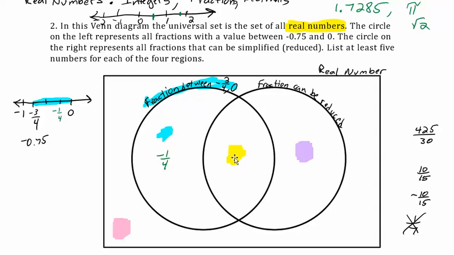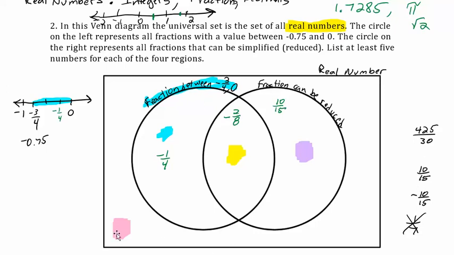Okay, let's do inside here. So I need to pick a fraction between negative 3/4 and 0 that can be reduced. So why don't I just do the negative 1/4 still, but turn it into something that can be reduced, like negative 2/8. So negative 2/8 is between negative 3/4 and 0, and it can be reduced. So it's inside both of those circles. All right? Let's try this region over here. So some fraction that can be reduced that's not between negative 3/4 and 0. Well, any of these I wrote over here would work, like 10/15. That can be reduced, but it's not between negative 3/4 and 0.